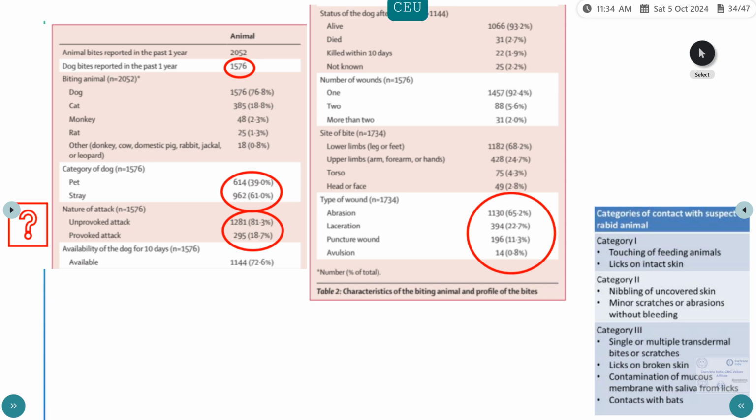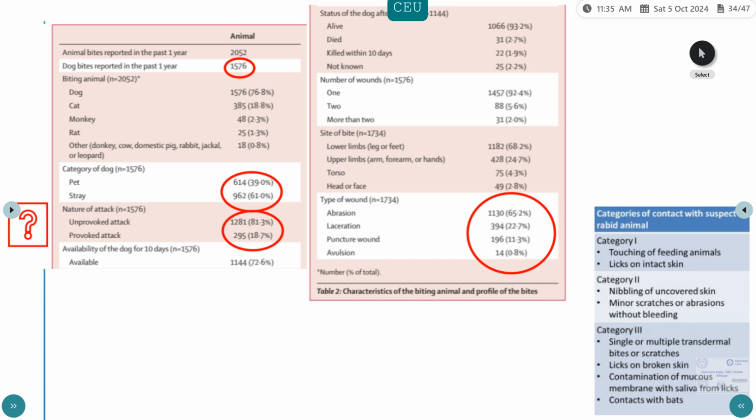Then the category of dogs, so the dogs that bit, 39% of them were pet dogs and stray dogs were around 61%. They said that most of these bites were unprovoked bites. So that is something that, I don't know, for me it did not sit well, and I would have wanted to know whether those unprovoked bites were mostly by suspected rabid dogs or not, which they have not clarified.